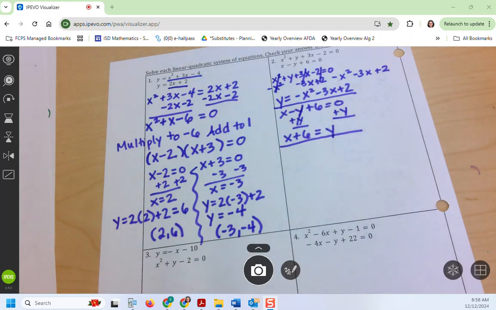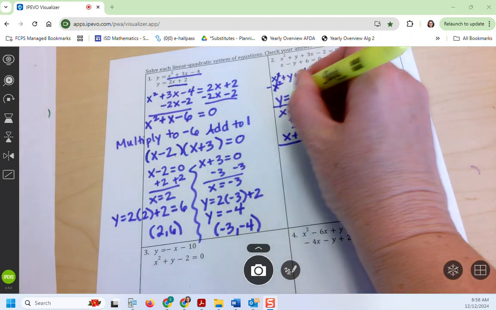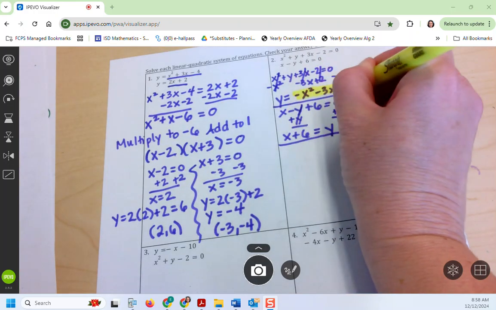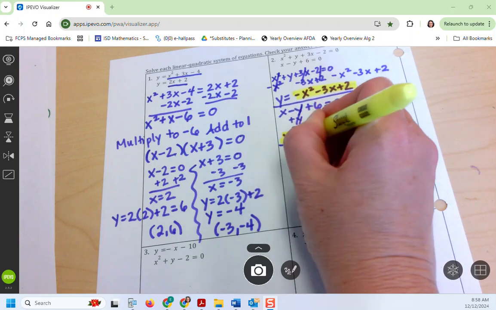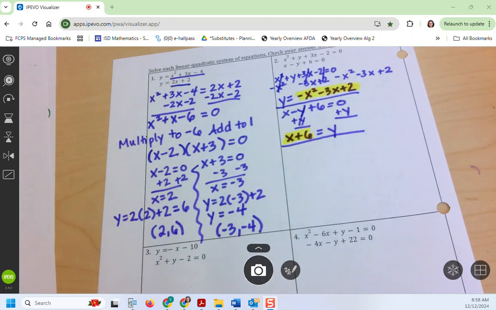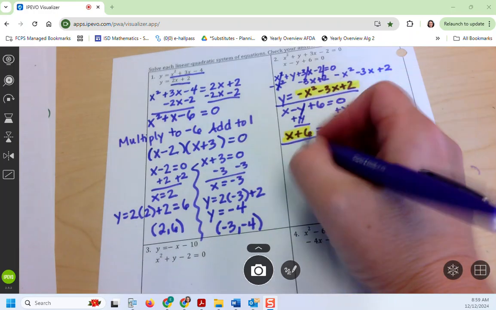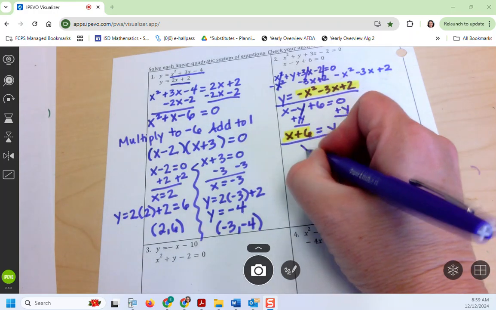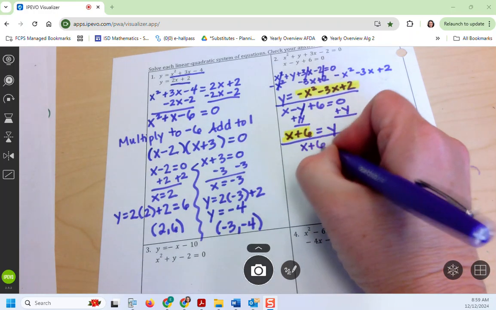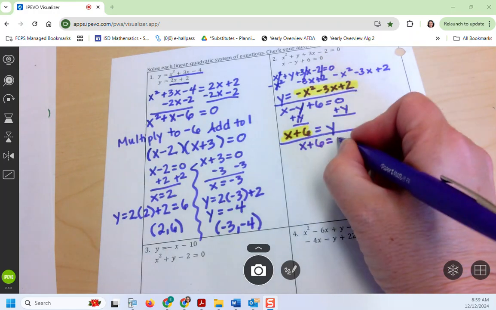All right, so they both equal y, so that means they equal each other. So I'm going to set this equal to this. It really doesn't matter which one you write on the left and which one you write on the right, but I'm going to write the x plus 6 on the left, and then this one on the right.